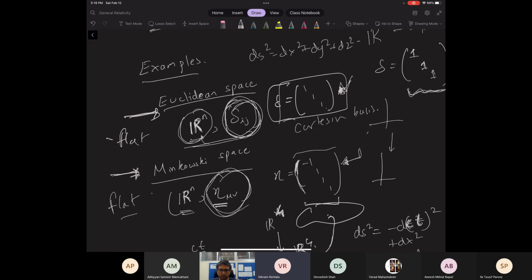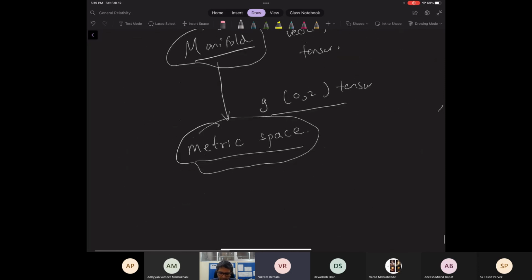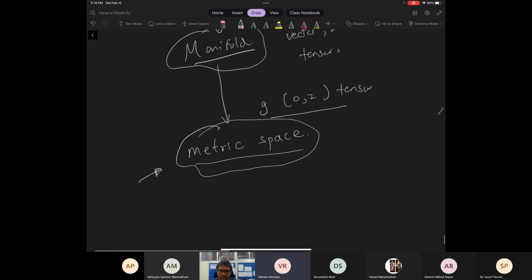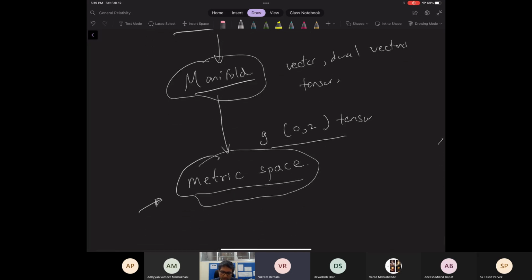But now what we'll try to do is find general curved manifolds, and curvature will be defined only when you have a metric. Only when you have a metric, and we will try to find out what the metric is, or what the change in the metric is because of curvature. Okay.